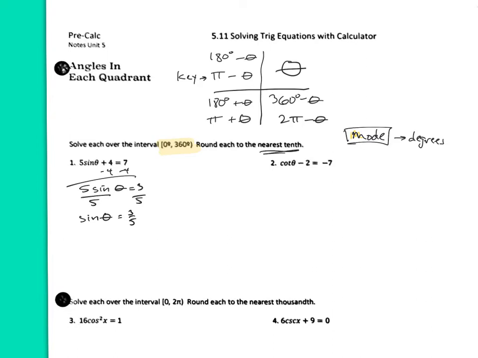So in the calculator, since you're looking for an angle, you're going to have to do second sine and then 3 divided by 5. You don't need to use the fraction key. You don't need to do anything fancy. And we get 36.9 degrees. Well, then we have to also move this angle so that we find the other place where sine is positive, which is in the second quadrant. So then you do 180 minus 36.9, and the other angle is 143.1 degrees.